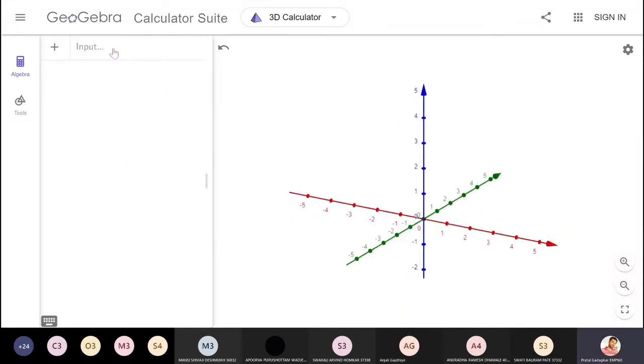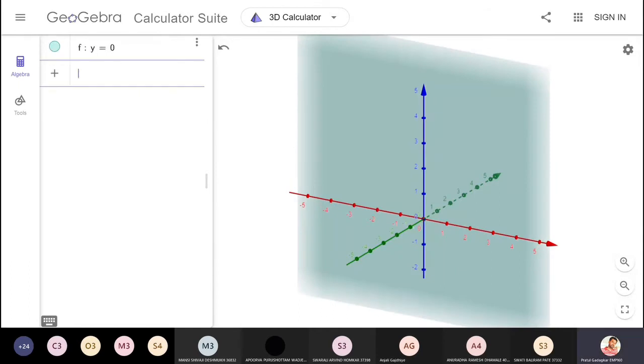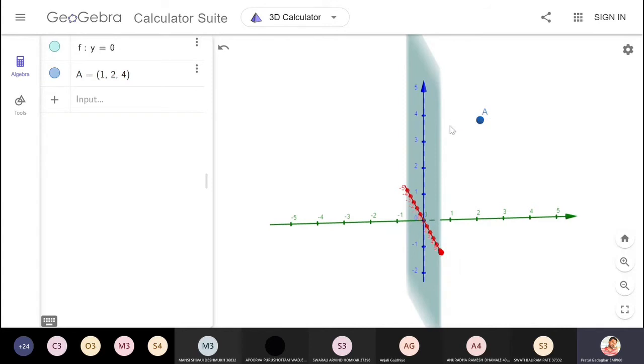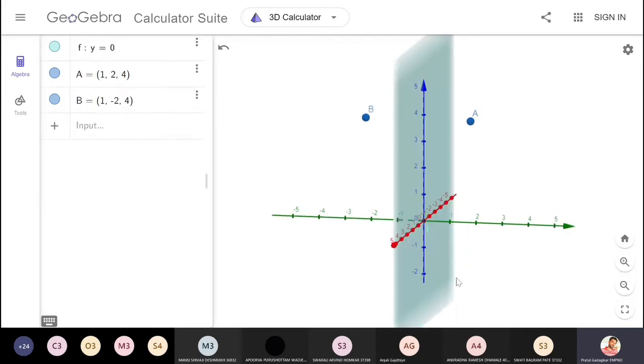Suppose I take a plane Y equal to 0, as you can see on the screen now, and then I take a point, say 1, 2, 4. That point is given by A. If I want to reflect this point about this plane, that point will be coming here. So what will be the coordinates of that point? The Y coordinate will just get changed, which is 1, minus 2, and 4. That will be the reflection of that point about the plane Y equal to 0.